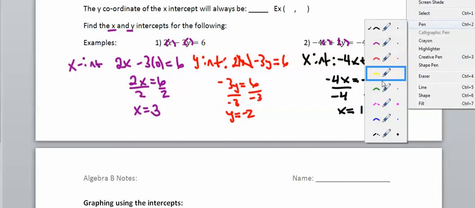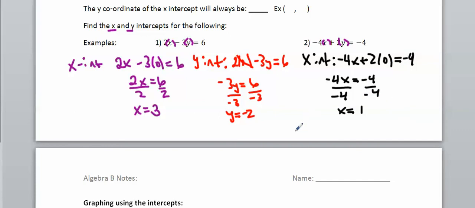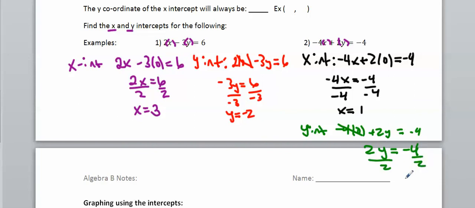Alright, and then for the y-intercepts, plug in 0 for x. So I get negative 4 times 0 plus 2y equals negative 4. This drops out. You should have gotten 2y is equal to negative 4. Divide both sides by 2. Y equals negative 2. Alright, so my x-intercept was 1 and my y-intercept was negative 2.